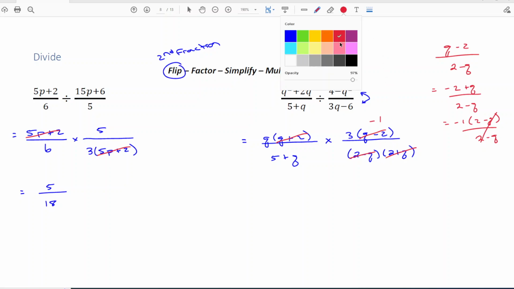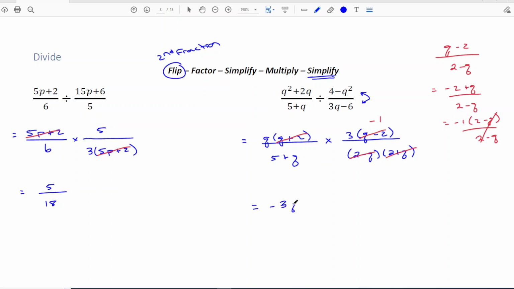And then I look to see what's left. This is q times 3 times negative 1, so it'd be negative 3q. And then in my denominator, all I have left is the 5 plus q. And again, I can't do this division because I have to add before I can do the division. Awesome.